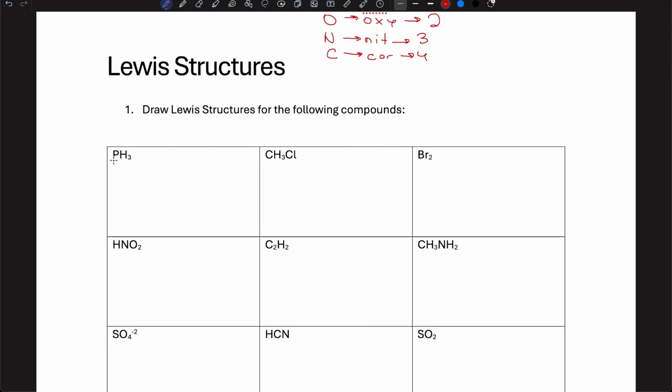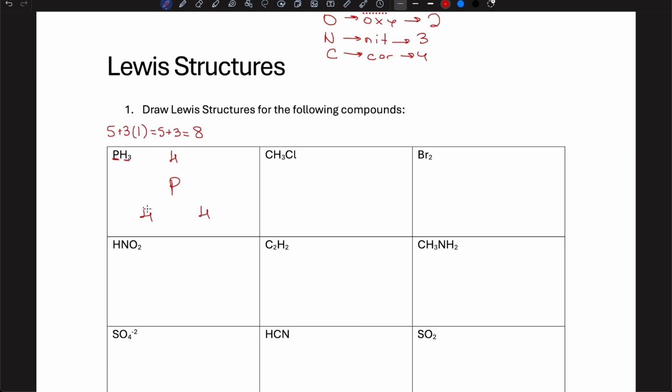PH3. Let's calculate how many valence electrons we have in this molecule. Phosphorus has 5 valence electrons. And hydrogen has 1 electron, but there's 3 of them. And so in total we have 5 plus 3, 8 valence electrons. Since we only have 1 phosphorus and 3 hydrogens, I think that phosphorus is going to be in the middle, while hydrogen is going to be all around. We're just going to place them around really nicely. Maybe something like this.